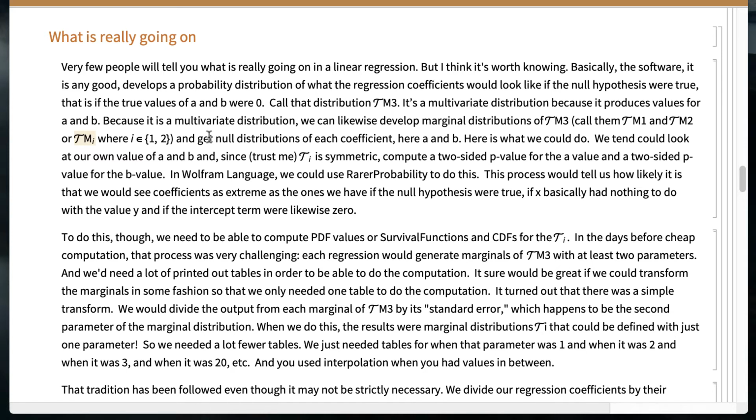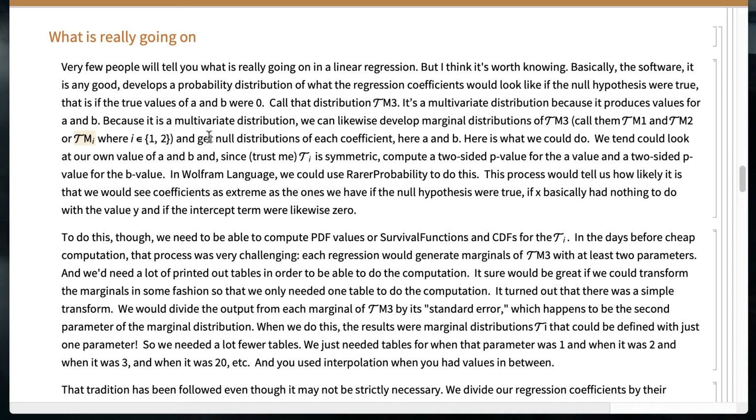It's much simpler. And this process would tell us how likely it is that we would see coefficients as extreme as the ones we have if the null hypothesis were true, if X had really nothing to do with the value Y, and if the intercept term were likewise 0, and that all we were seeing was noise. We could do that, and maybe life would be simpler in the modern era.